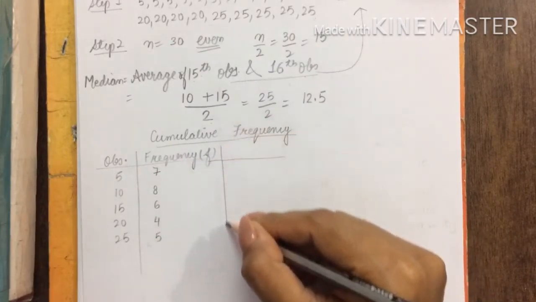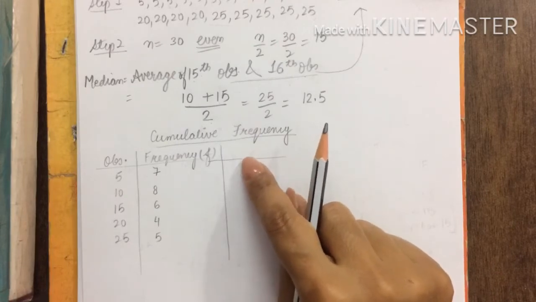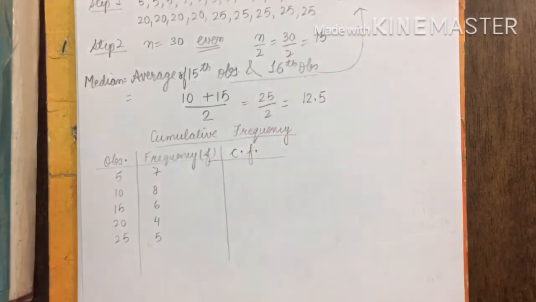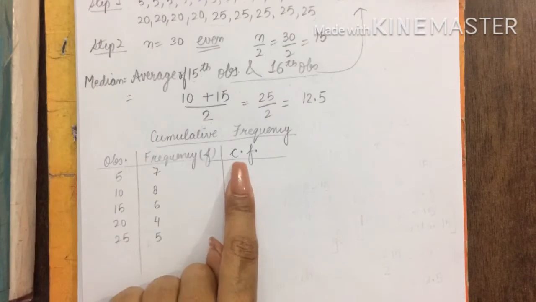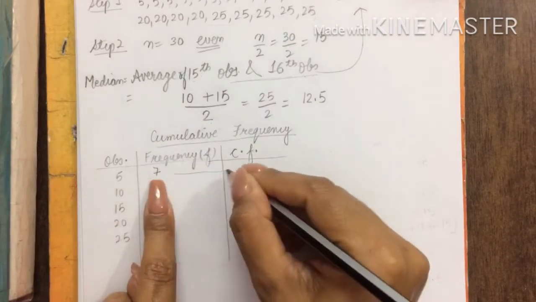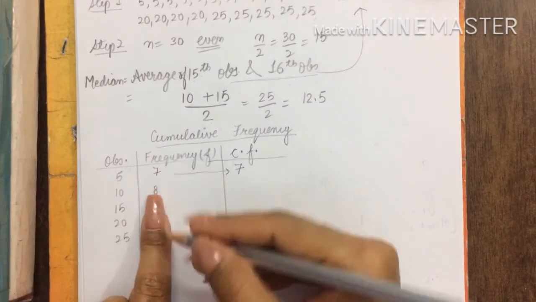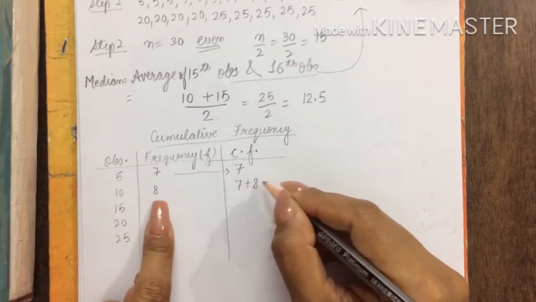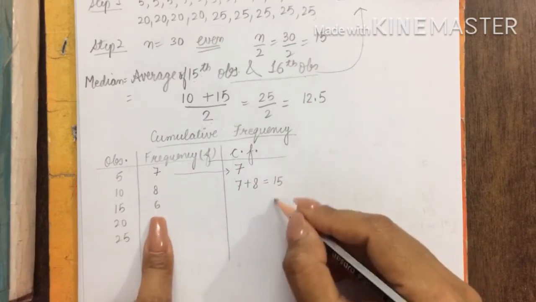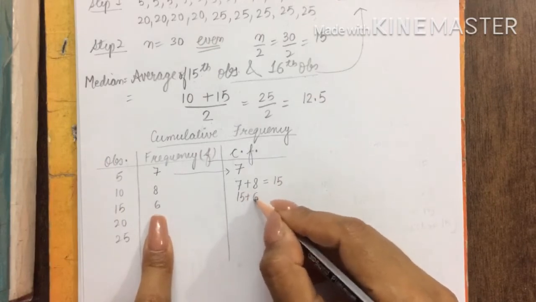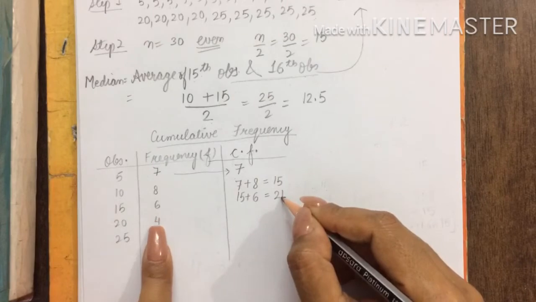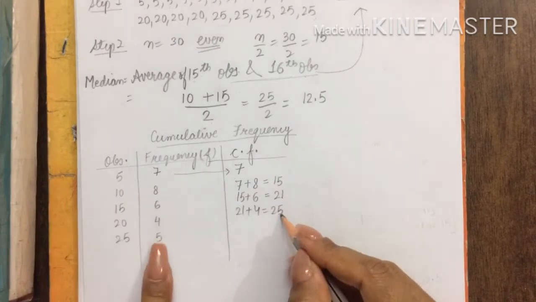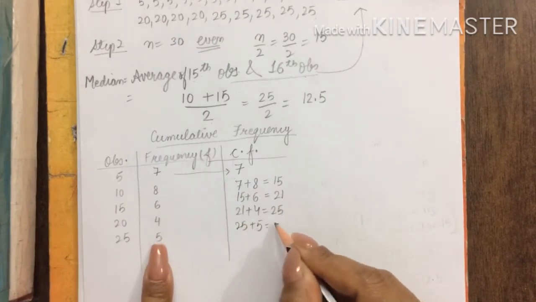After this I will make a new column. This is from where my work will actually begin. I will be calculating cumulative frequency and I'll be using the acronym CF. To find cumulative frequency, I begin with the first frequency, which is written as such. Then I keep adding the next frequencies. To 7 I add the next frequency, 8. The total becomes 15. Then to 15 I add the next frequency, 6. It is 21. Then to 21 I add 4. The total becomes 25. And to 25 I add 5. The total comes out to be 30.